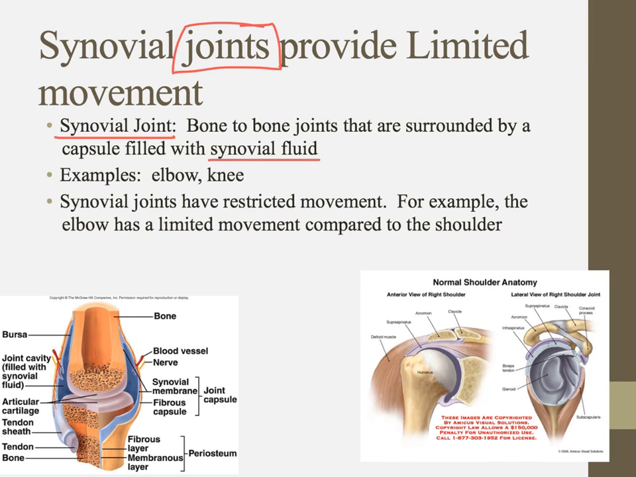Some examples include your elbow, we'll be talking more about that later, and your knee, really looking at things that are bone on bone, but surrounded by this synovial fluid. These joints have some pretty restricted movement, so they're not so free like my shoulder, so the stability provided by the synovial fluid, or that joint capsule, limits the range of motion of those joints.